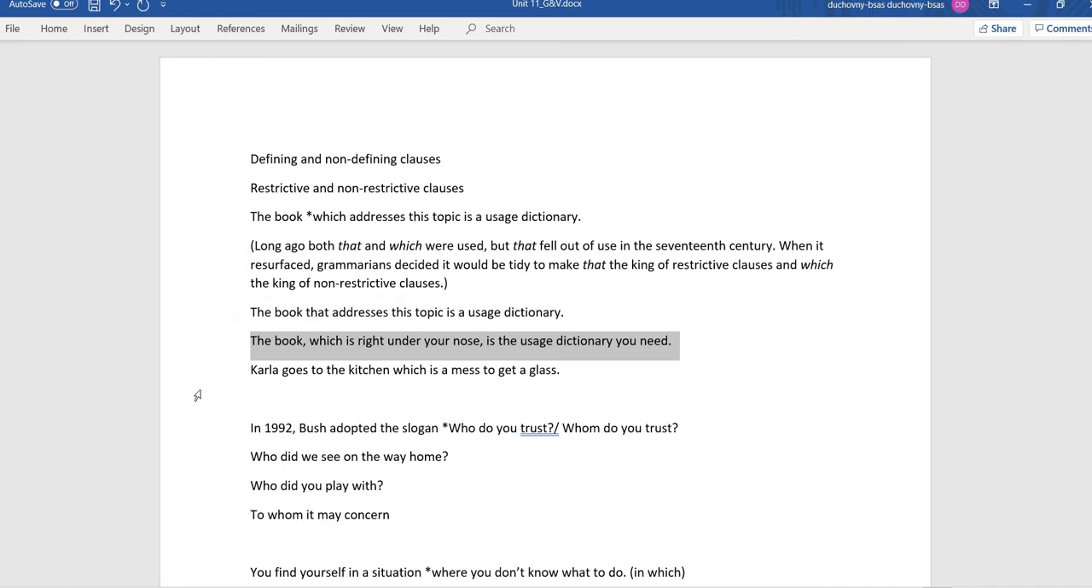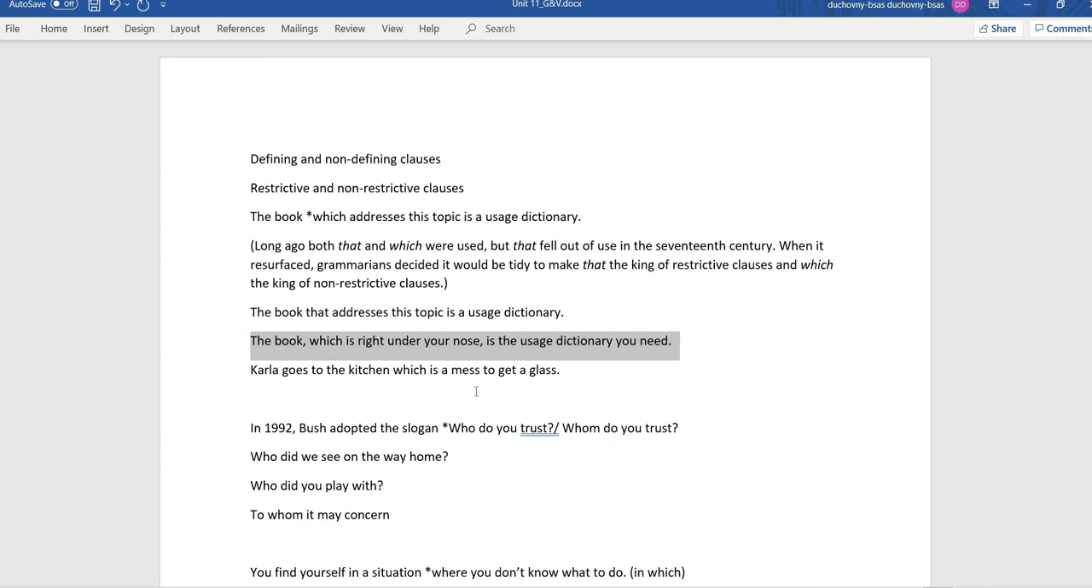What we mean is that this information is parenthetical. It can be removed. It doesn't affect the meaning of the sentence. It is just additional. Remember that we need these two commas, here and here. Otherwise, the sentence doesn't make sense if you use only one of those commas.